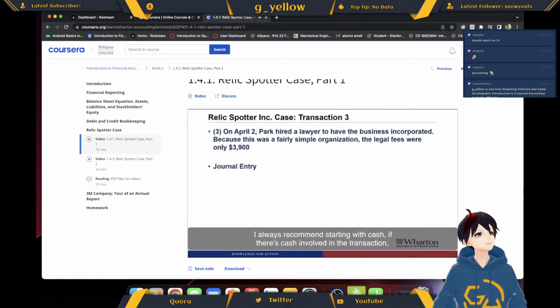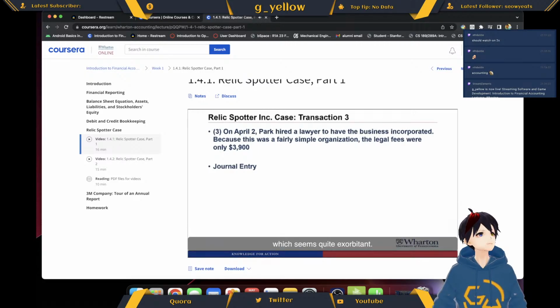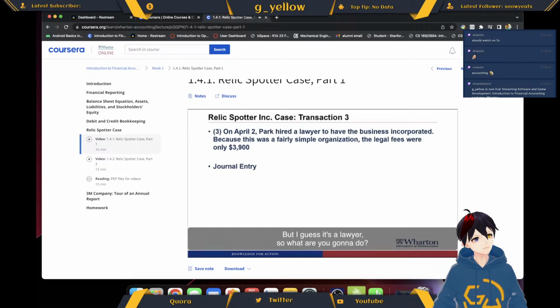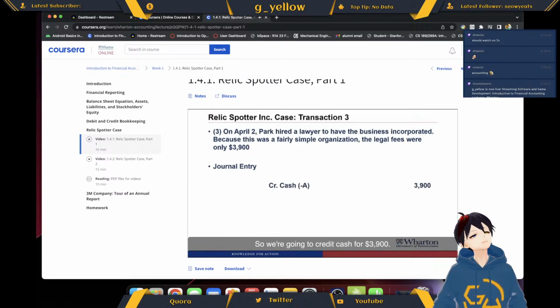I always recommend starting with cash if there's cash involved in the transaction, because you'll quickly memorize whether to debit or credit cash based on whether you receive or pay cash. So in this case, we're paying $3,900 of cash for legal fees, which seems quite exorbitant, but I guess it's lawyers, so what are you going to do? Anyway, if we're paying cash, cash is going down. Cash is an asset, so assets go down through credits. So we're going to credit cash for $3,900.